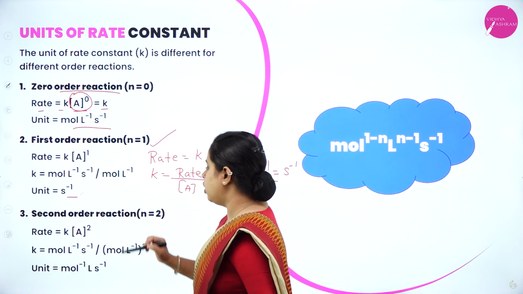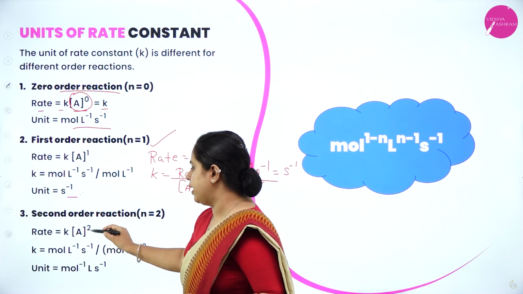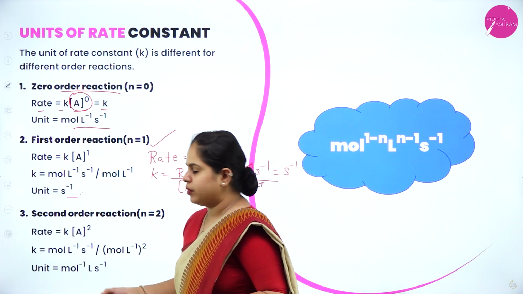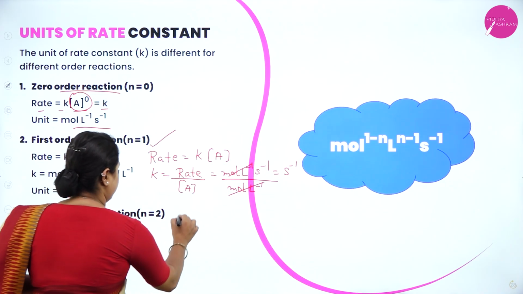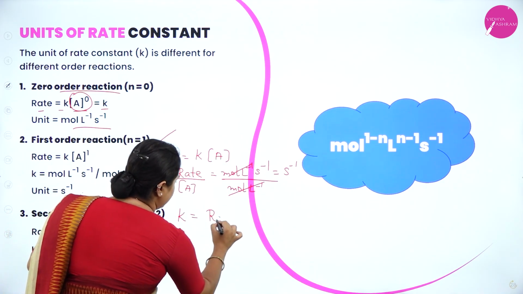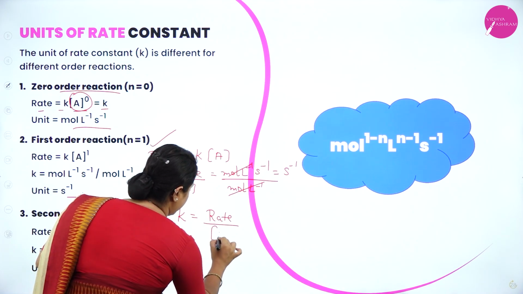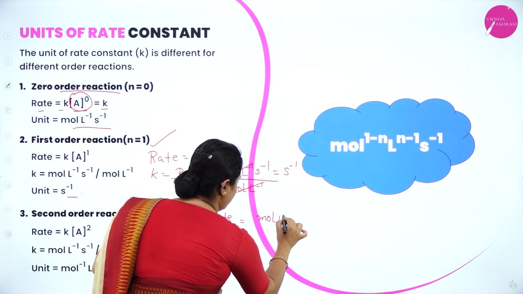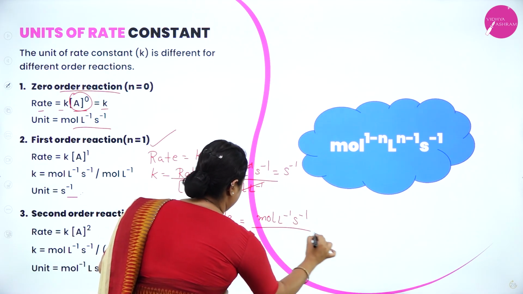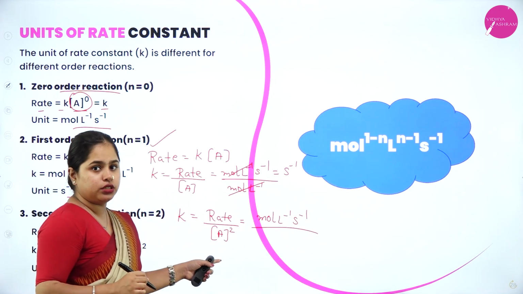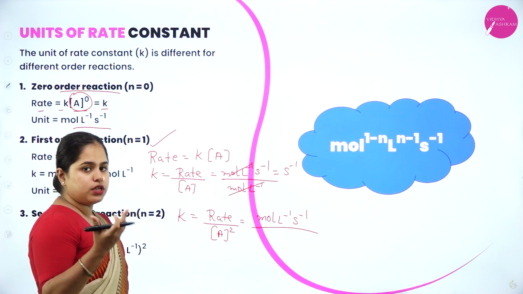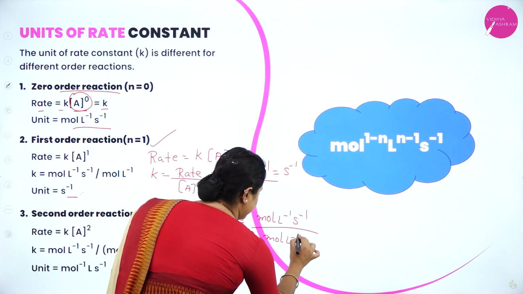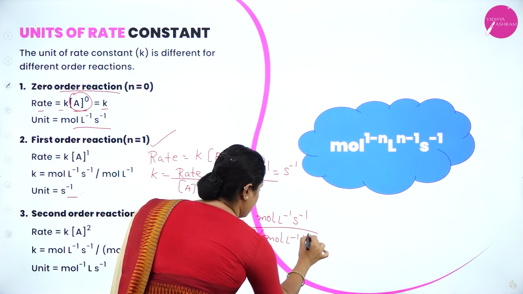Now moving on to second order reaction, you have rate is equal to K into A to the power 2, right? So rate is equal to K into A square. In that case, again we can take it in the same format. K is equal to rate divided by A square. So for the rate, what is the unit? We already know, it is mole liter inverse second inverse, divided by the molar concentration of the reactant squared. What is the unit of concentration? It is mole per liter, so you will have mole liter inverse squared.